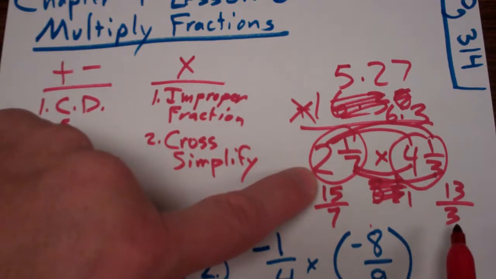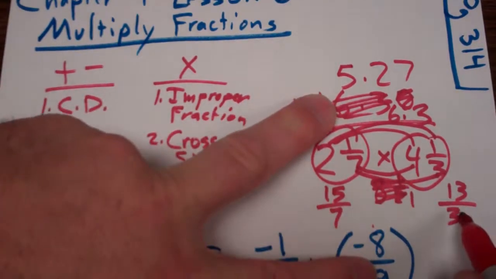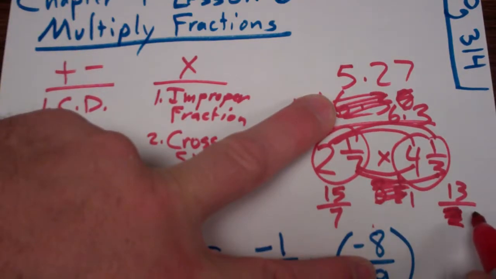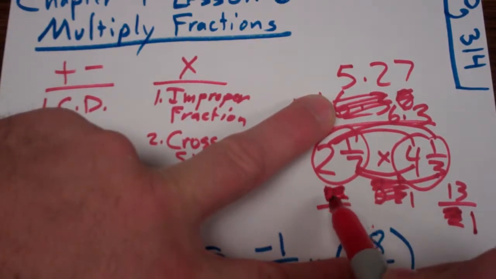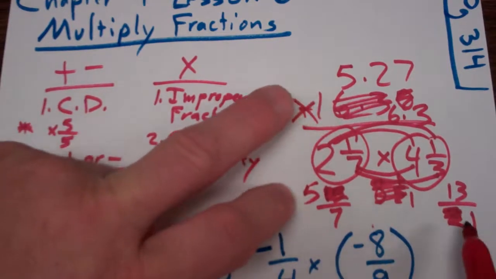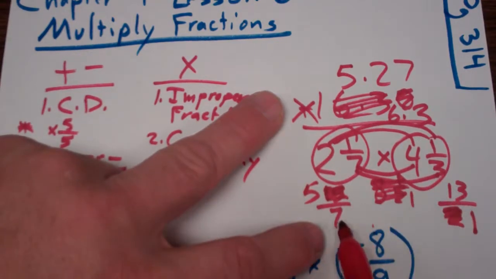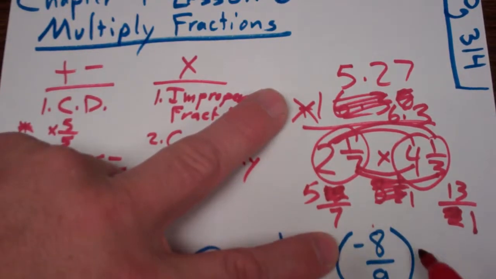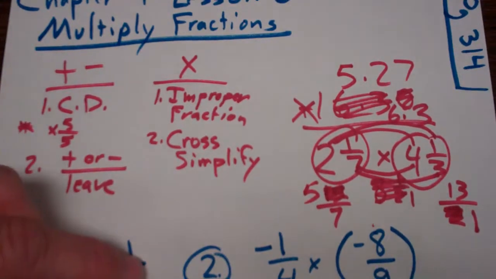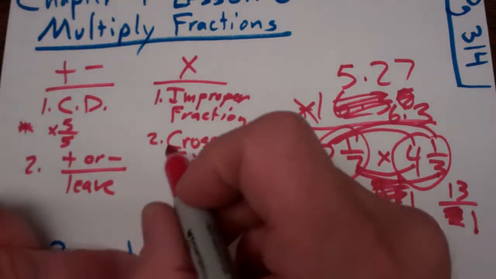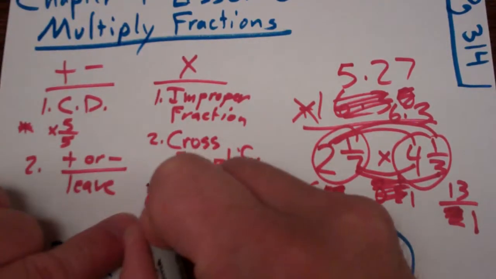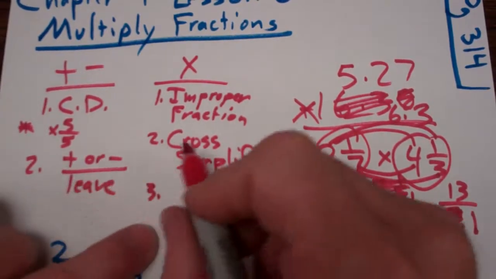So I look at 3 and 15. 3 goes into both of them, so I will divide by 3. 3 divided by 3 becomes 1. 15 divided by 3 becomes 5. And what I've done is I've simplified this problem, and now I don't have to deal with as big of numbers. I would just be getting 5 times 13 is 65. 7 times 1 is 7. We're at 65 sevenths. We could simplify that from there to 9 2/7. Alright, so cross simplify. Then, the third step, I'm going to give you this third step every time.